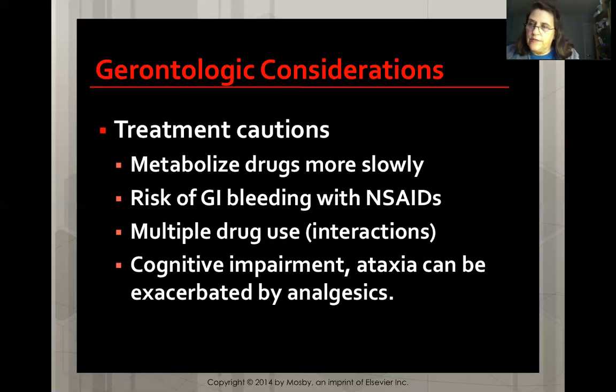Treatment cautions. Elders metabolize drugs more slowly. There is a risk of GI bleeding with NSAIDs. There's lots of teaching that goes along with this. There's also the risk of multiple drug or polydrug interactions. The older you are, you might have more disease processes going on, so we have to watch out for all the things that could be mixing up with the drugs you use. There's also cognitive impairments and ataxia that can exacerbate the use of analgesia.